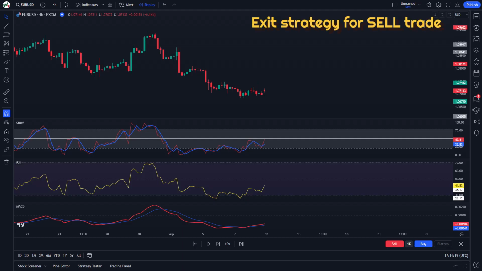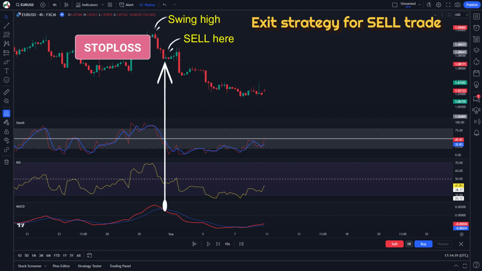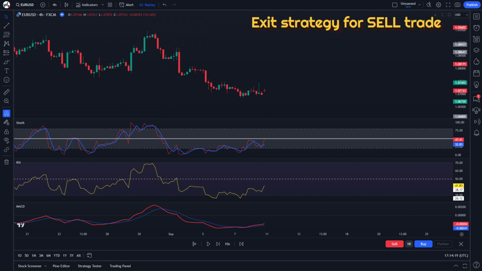For the sell trade, you should place your stop loss at the nearest swing high. To exit the trade, you should consider exiting the short trades when the following conditions are met. First, both lines of stochastic reach the oversold zone. Second, the MACD appears to cross the red line to above the blue line. Third, the RSI indicator is showing the upward trend.